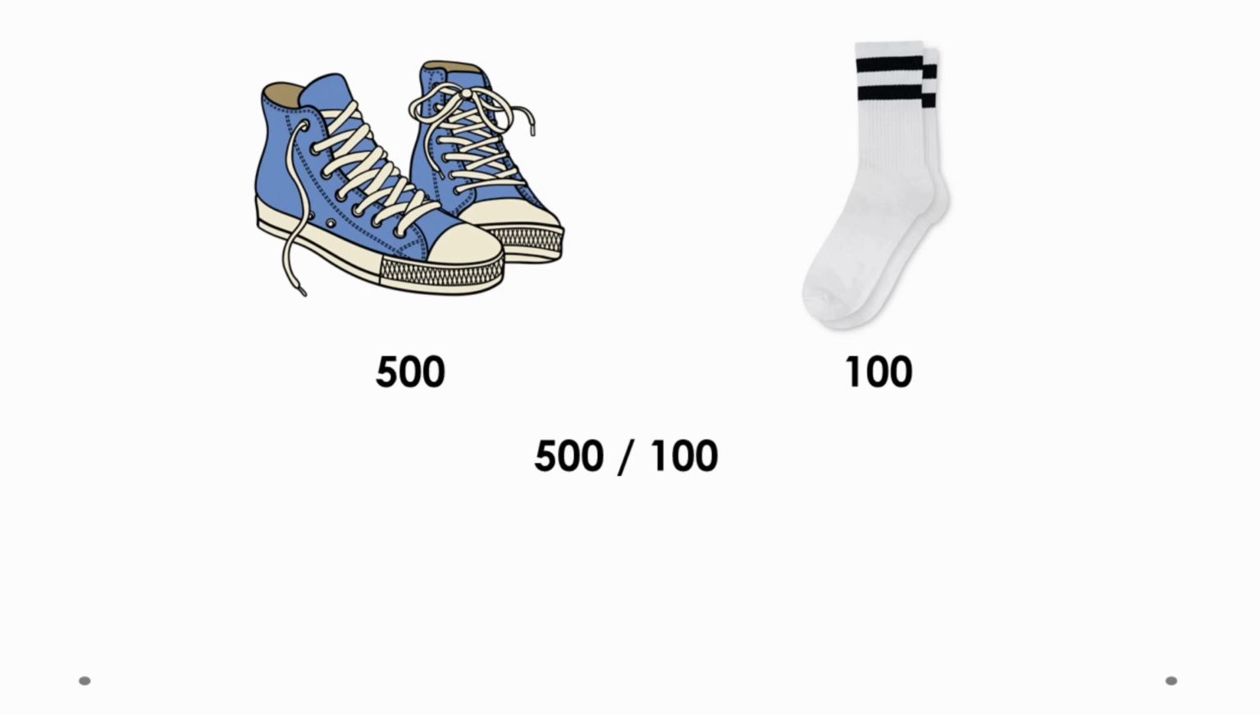It is the same as 5 divided by 1. We can express it as a ratio, that is 5:1. So we can say that the pair of sneakers is 5 times costlier than the pair of socks. One thing to be remembered here is that two quantities can be compared only if they are measured in the same unit. Let's see how.